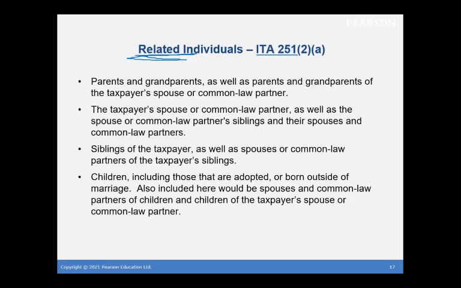And of course, there's some overlap. So we have first off, your parents and your grandparents, as well as parents and grandparents of the taxpayer's spouse or common law partner. So that means you, as an individual, are related to your parents and your grandparents, but also what we would call the in-laws.